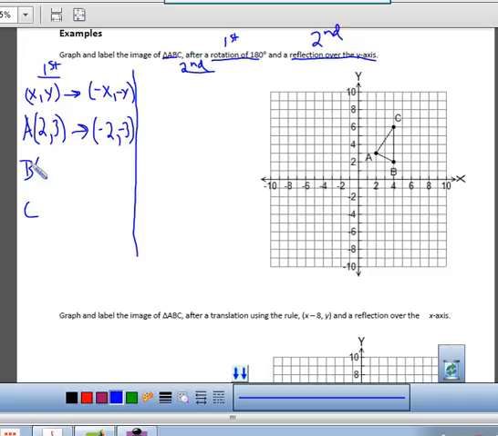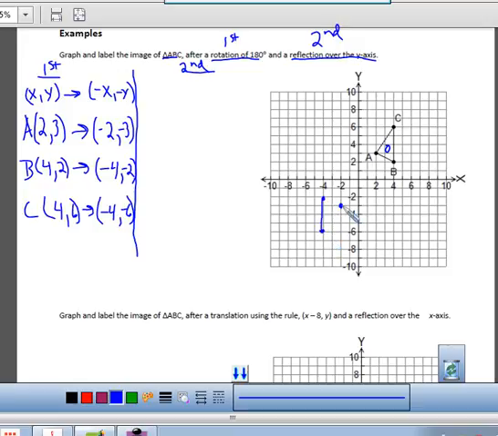So B is at (4, 2), and C is at (4, 6). And if I apply the rule to that, I get (-4, -2) and (-4, -6). So now what I can do, this is my original, I'm going to draw my image. So it's at (-2, -3), so 1 point is right here. (-4, -2), that's right here. And (-4, -6), right here.